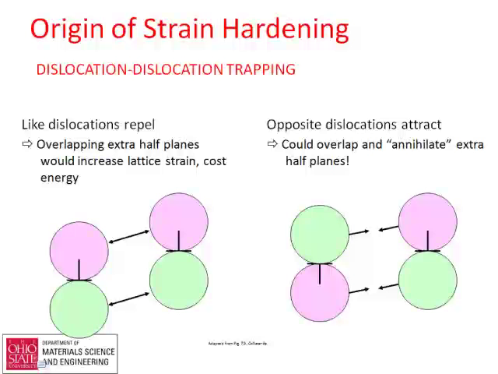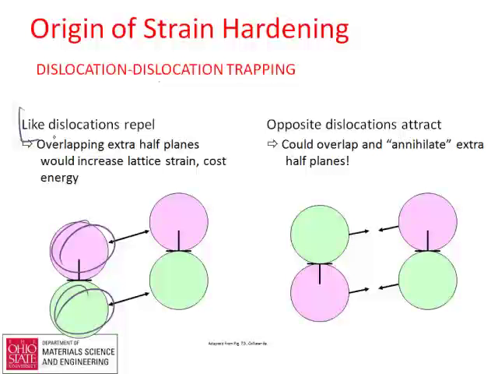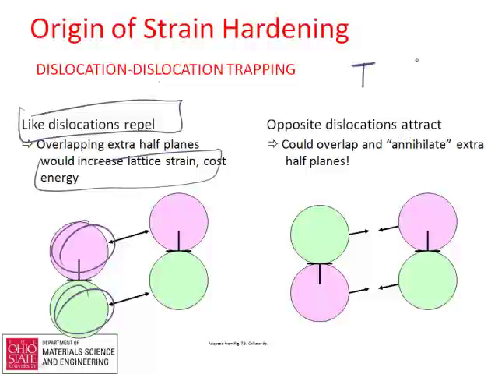So the origin of strain hardening is the following. There's a compressive state above the dislocation and a tensile state below it, and basically these areas of compression tend to repel one another, so like dislocations repel, and these areas give you extra lattice strain energy. And opposite dislocations attract.